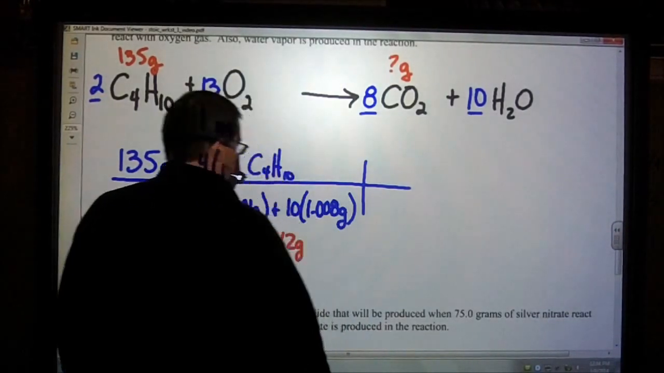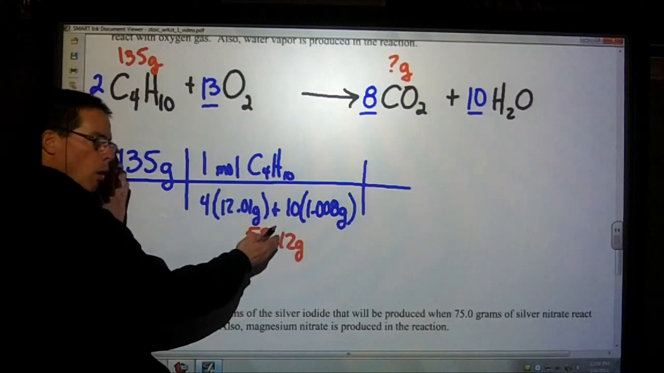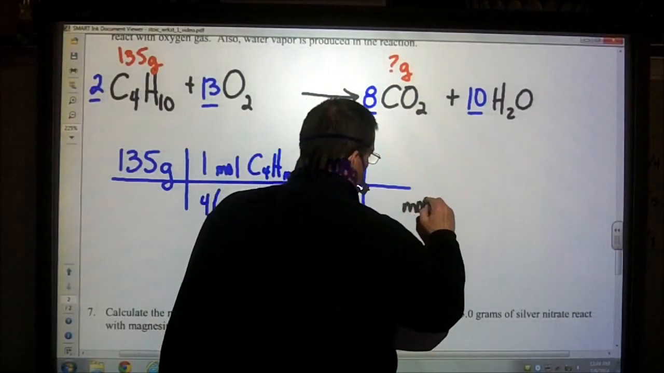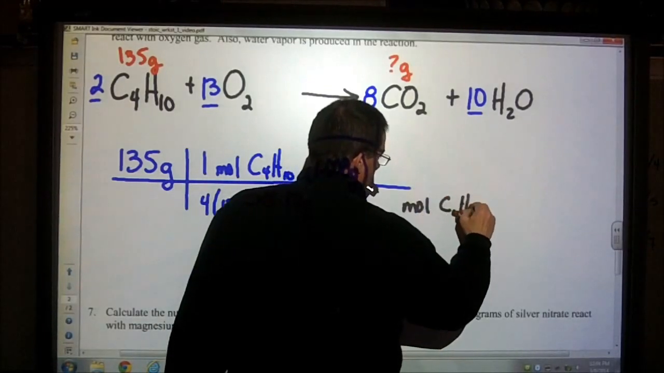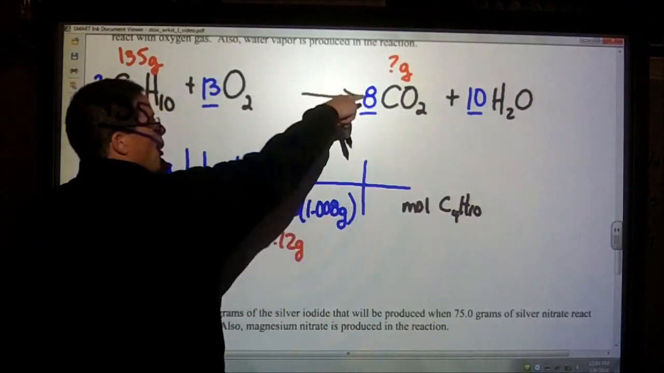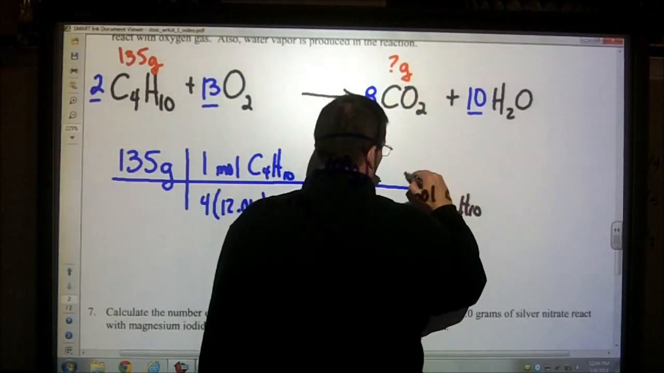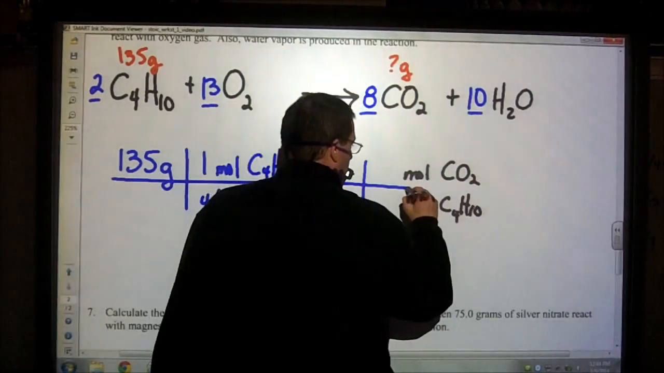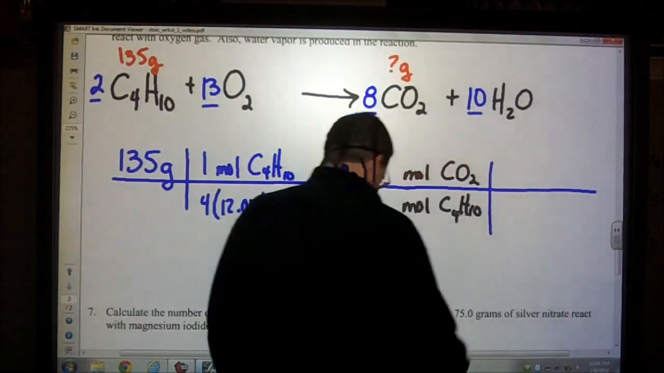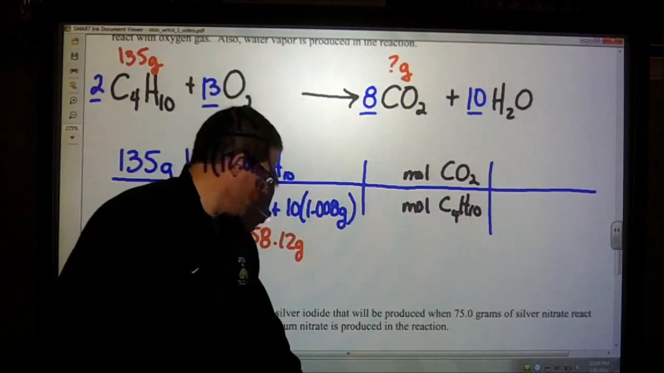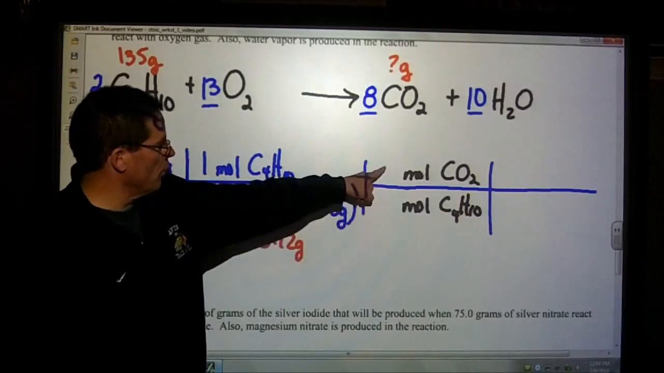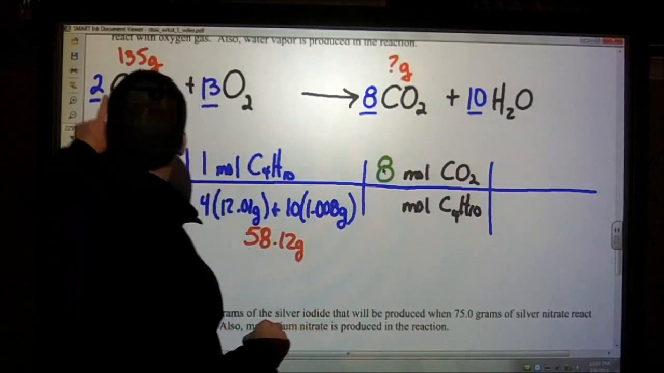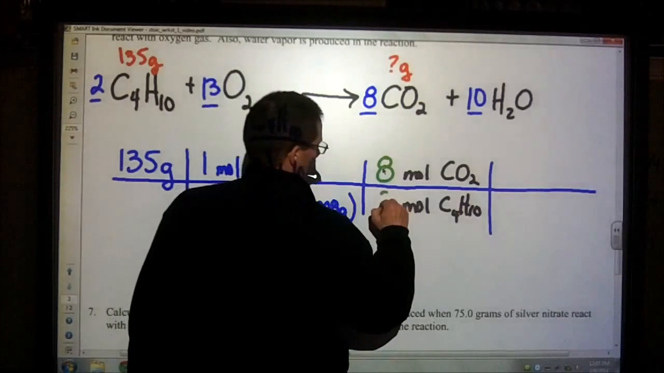All right, and so now we have step 2. We changed what's given into moles. So now I want to get rid of moles of butane. And I'm actually looking for carbon dioxide, so I'm going to put moles of carbon dioxide here. Let me extend that a little. Okay, so the value's there. Again, from the balanced equation, step 3. So I have an 8 for my carbon dioxide, and I have a 2 for my butane.